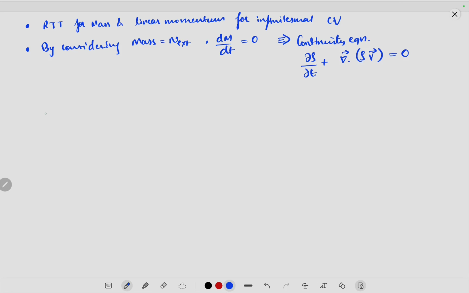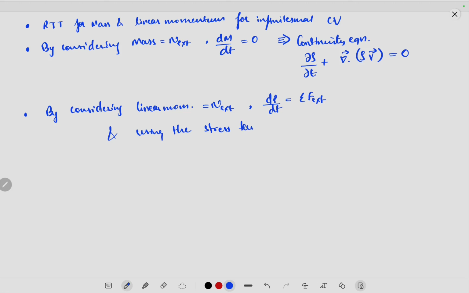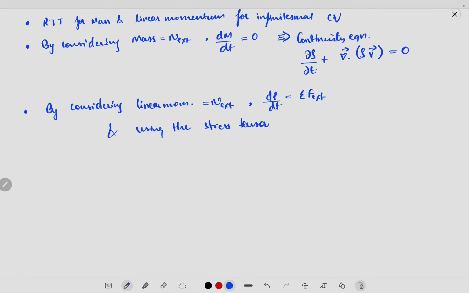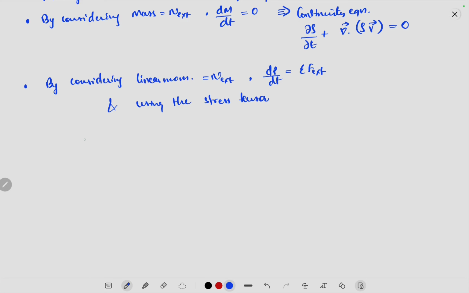Then, by considering linear momentum as the extensive property and using dp by dt equal to the summation of external forces, and using the stress tensor, we derived the momentum equation, or the Navier-Stokes equation, for the incompressible fluid.